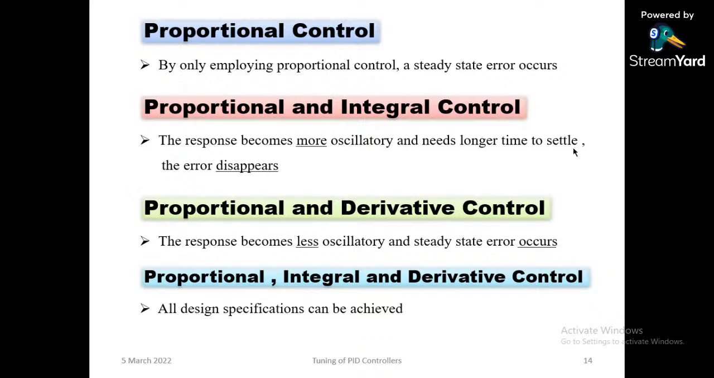The response becomes less oscillatory. The derivative reduces oscillation, but increases error.